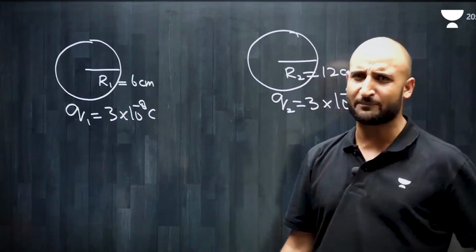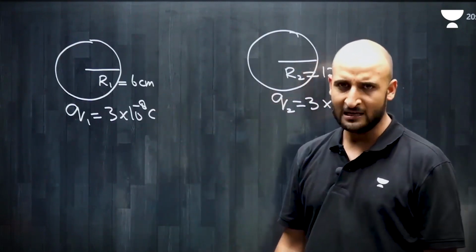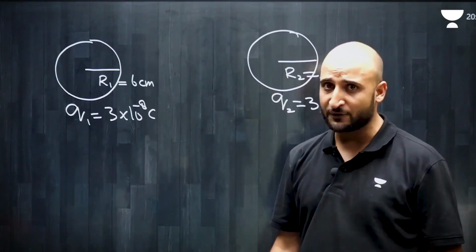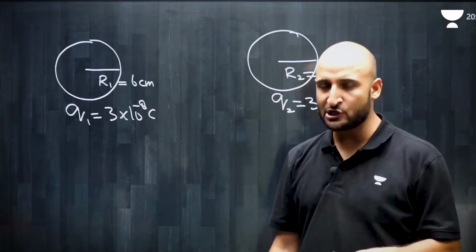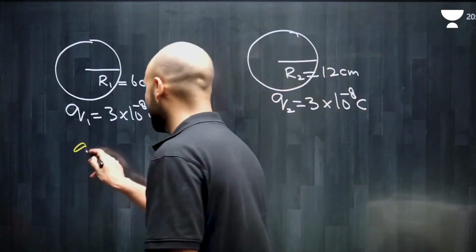But since we are not asked about the heat dissipated, we will simply go for two things. One, the amount of charge transfer and the direction as well. And two, what will be the common potential? Now check, after connecting.